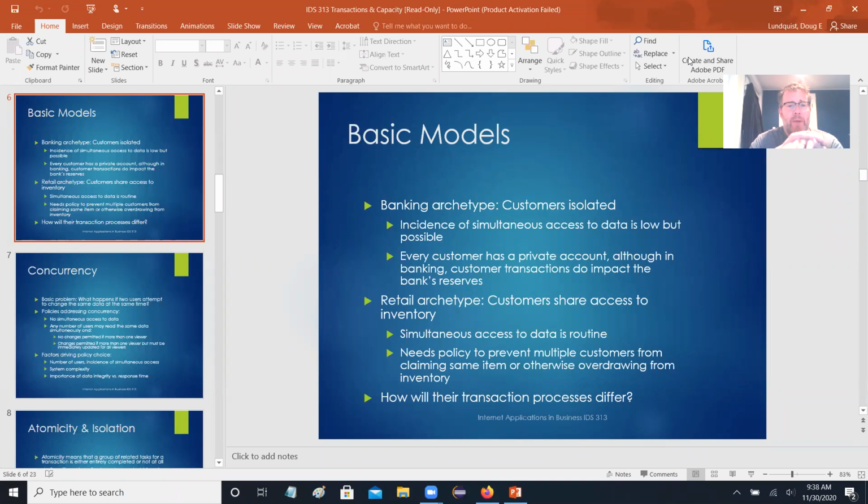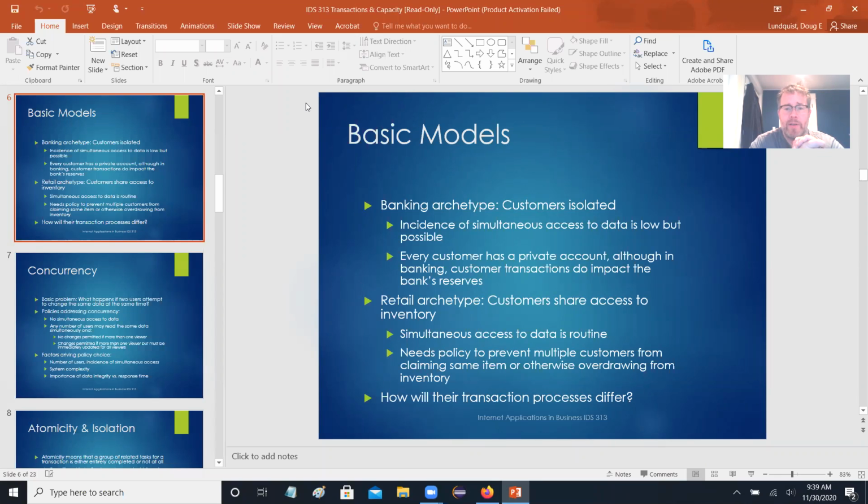All right, so we did a little bit about transactions and capacity last time, but just to get into the topic a little bit. We can first start by considering a couple of basic models of how transaction processing systems work. So first one, we say banking.